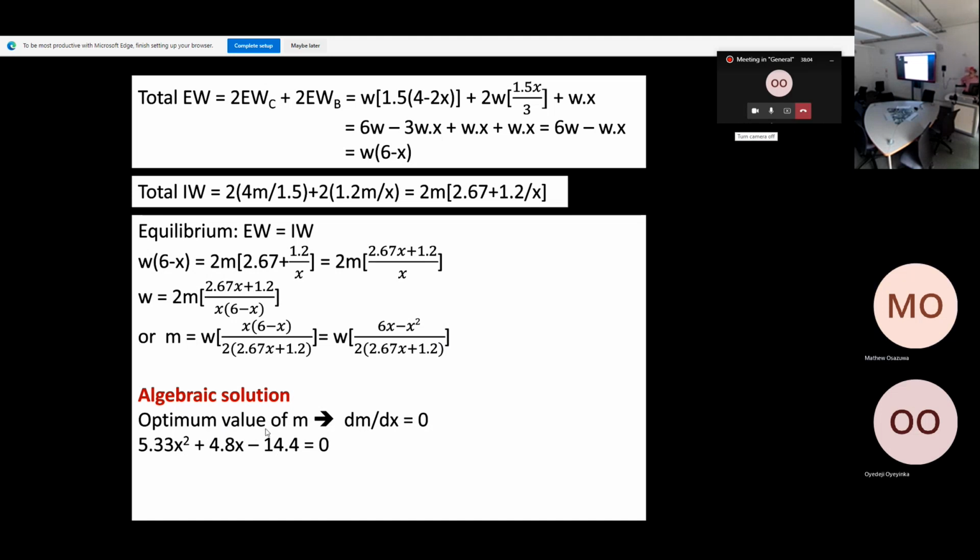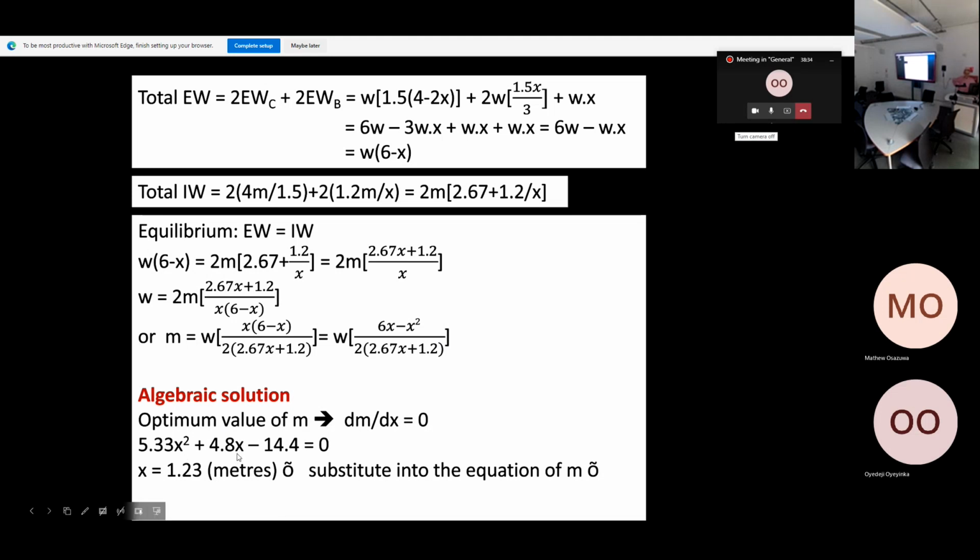So you can use delta equals b squared minus 4ac, and then the solution will be minus b plus or minus square root of delta over 2a. Is that clear? If you do that, you will find one solution. The other one will not be acceptable. You find one solution which is 1.23, so x is 1.23 meters.